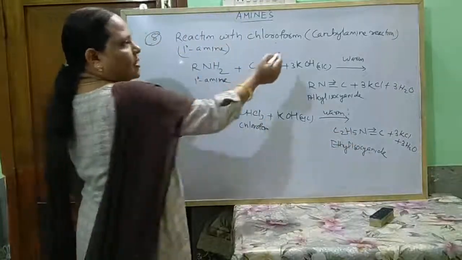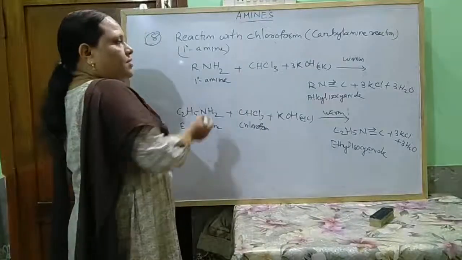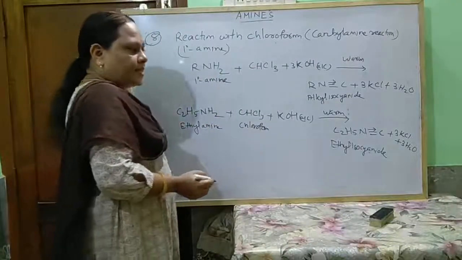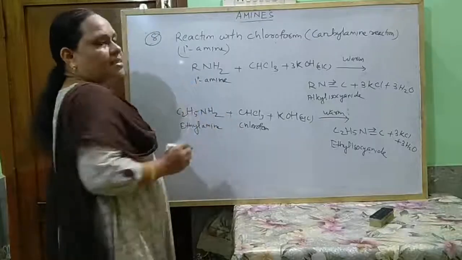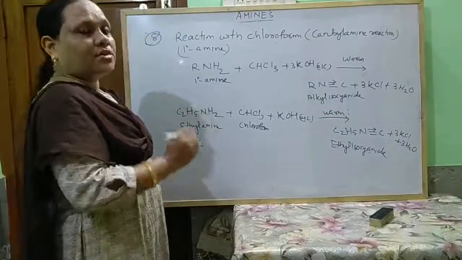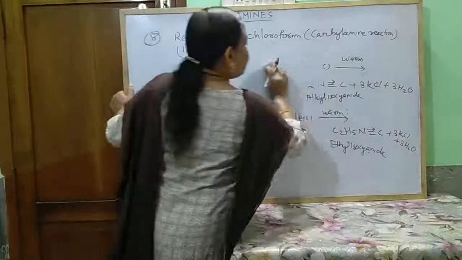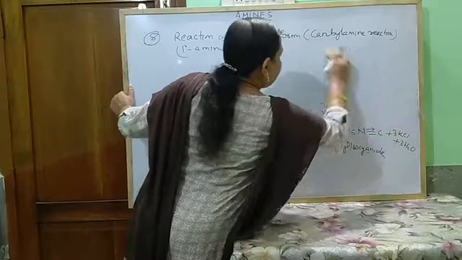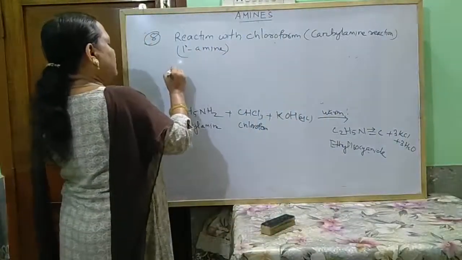That's why this is called carbylamine test. One carbylamine is formed. Ethylamine, methylamine, all primary amines give this test. Secondary amine and tertiary amine do not respond to this test. Look at another example. Suppose you take aniline. Aniline, benzylamine also respond to this test.